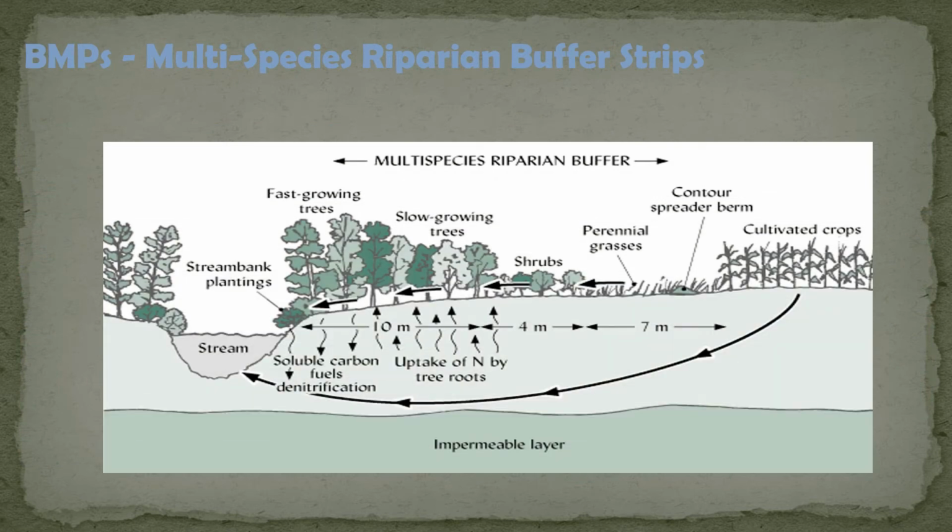Multi-species riparian buffers, meaning that we're starting with fast-growing trees, moving into slow-growing trees. We're essentially replicating the slow movement from grassland into larger trees as we get closer and closer to a stream.